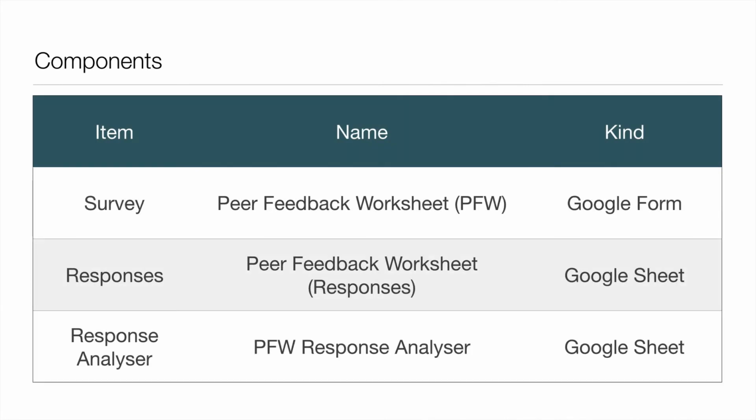So, in summary, the peer feedback worksheet response analyzer system comprises the survey, which is a Google form which the tutor adjusts to ask the questions he wants and adjusts to send out to the students in his class. Secondly, there are the responses which come back in response to the survey. These are in a Google Sheet, and then the tutor copies these into the response analyzer, which does the calculations and error checking and statistical analysis.